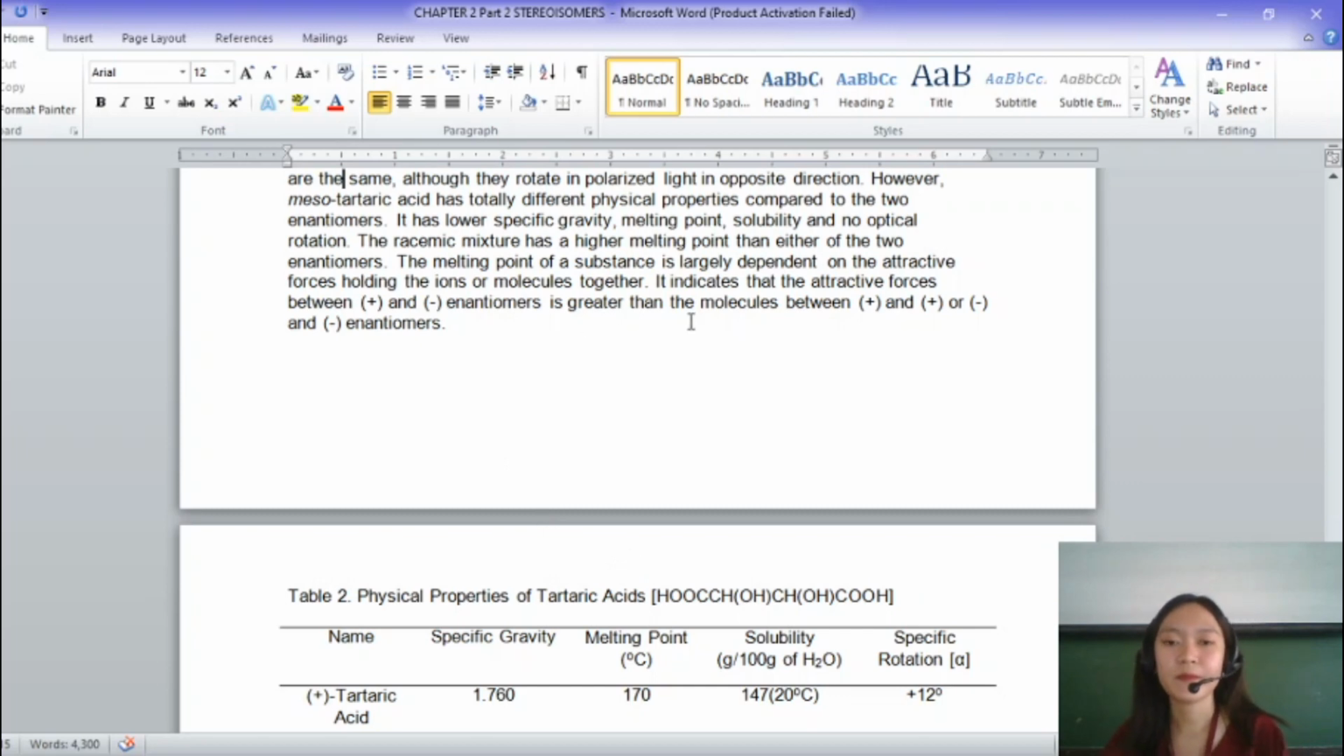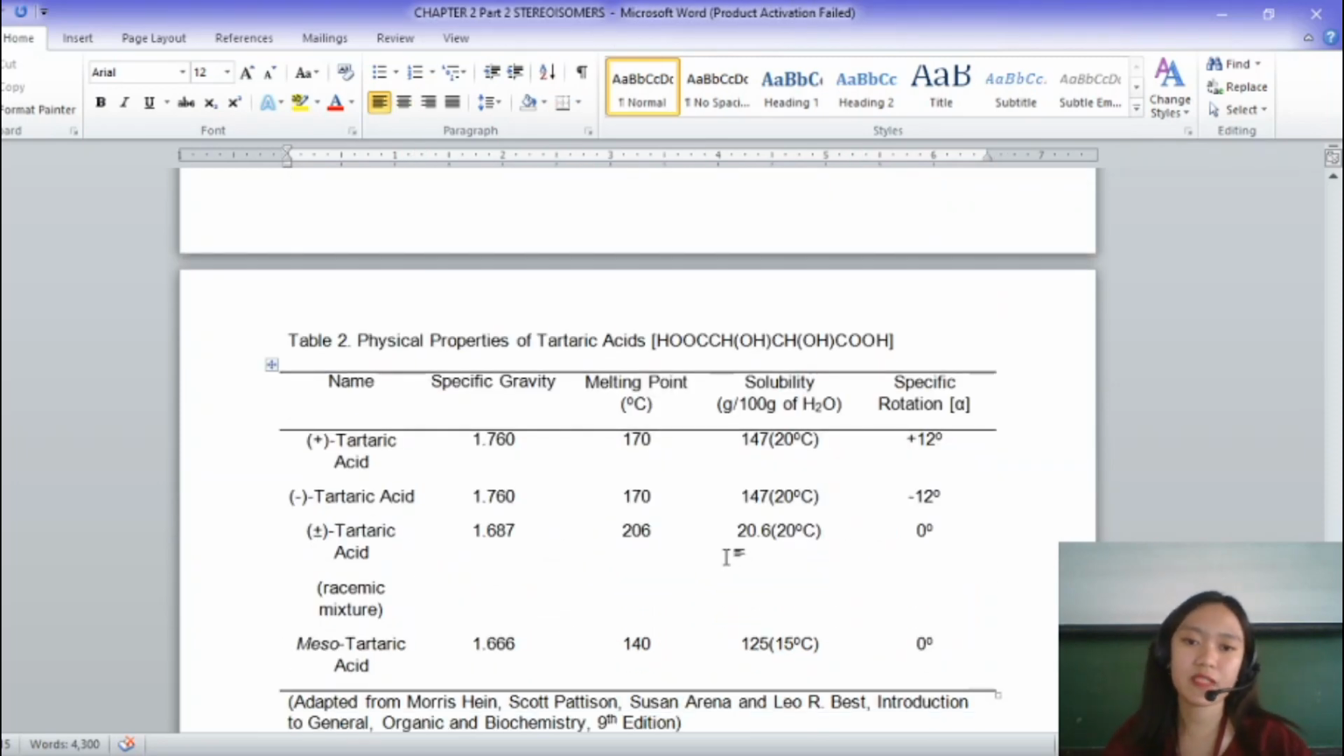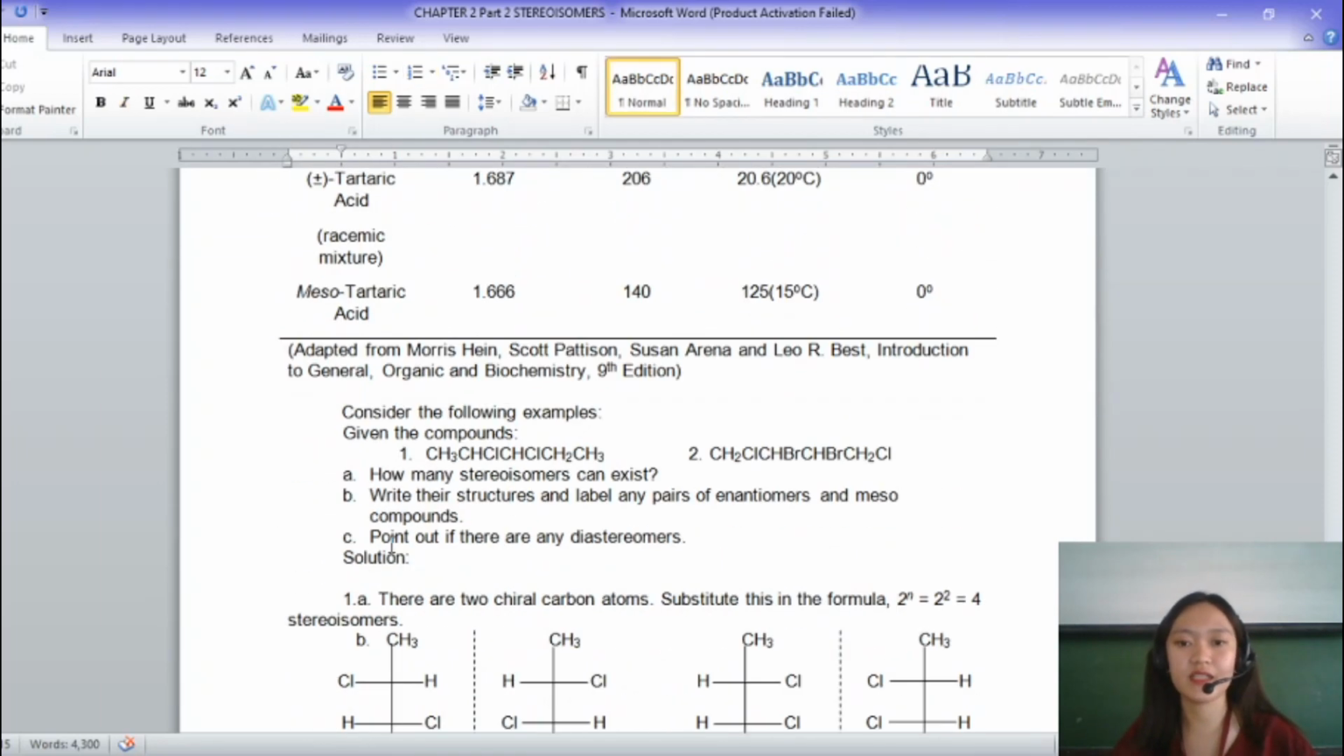So that means, kaya mas malaki yung melting point ng inyong racemic mixtures is because it has to do with the attractive forces of the positive and negative. So, ang attraction ng positive and negative, mas malaki sa attraction between positive, positive, and negative, negative. Kasi nga, ang positive tartaric acid natin only contains positive forms, and ganun din sa negative. So, mas malaki ang attractive forces ng positive and negative. That's why, mas malaki din ang melting point ng inyong racemic mixture ng tartaric acid.